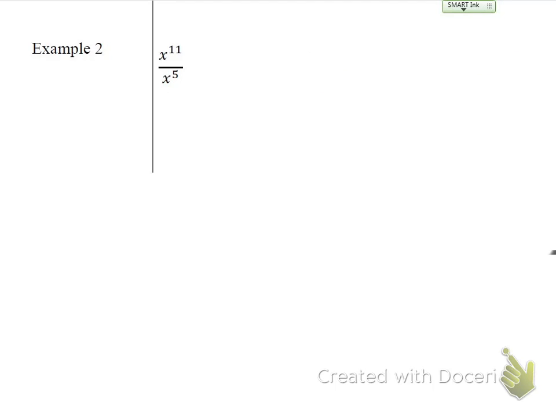So example 2, I have x to the 11th over x to the 5th. So this is division, so what am I going to do with my exponents? Subtract. And remember, your answer always ends up where the bigger exponent is. Which one's bigger here? X to the 11th or x to the 5th? X to the 11th. So all my x's are going to end up on top. So this is going to be x to the 11 minus 5. And what's 11 minus 5 give me? X to the 6.